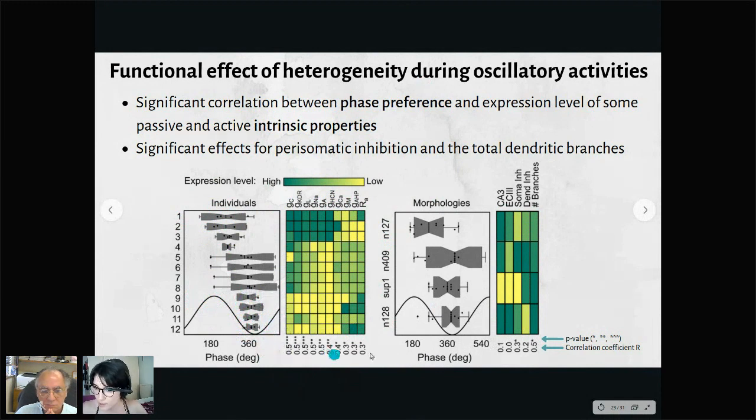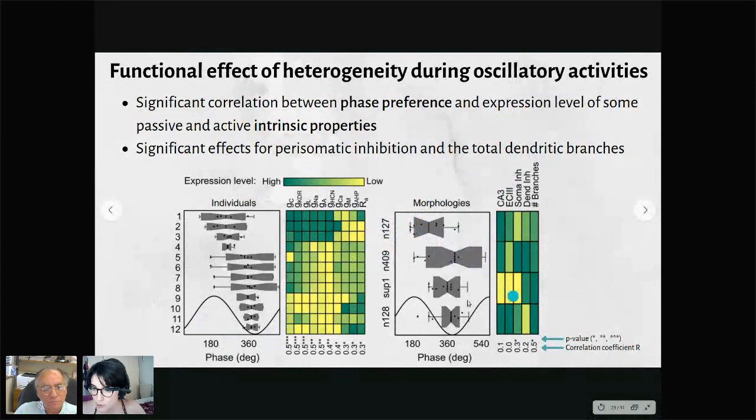And well, just a comment, here you can see the correlation coefficients, and here the p-values. So this has a very high weight in a statistical sense. We have seen here the intrinsic parameters. Let's go to the morphological and synaptic parameters.